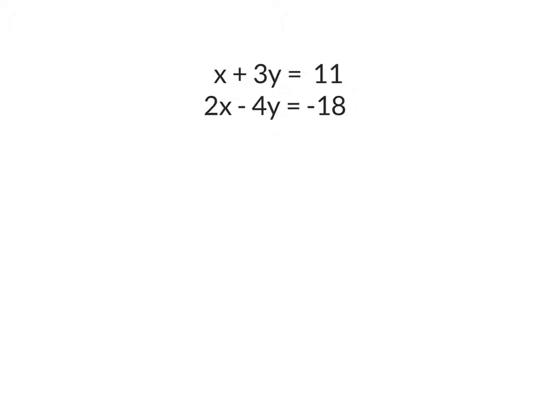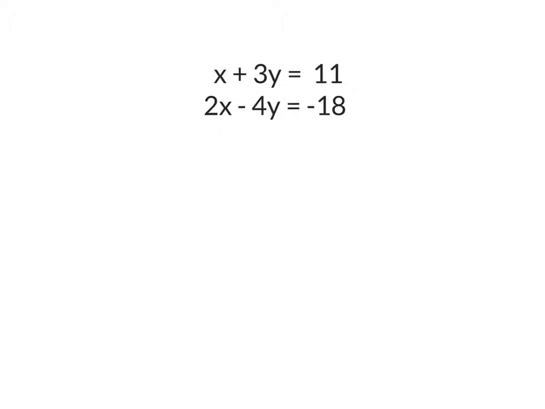Our goal is to be able to add the equations straight down and have one of the variables cancel out. For this example, I'm going to have the x's cancel out. In order for the x terms to cancel out, I need both of them to have the same value but opposite signs. Since the second equation already has a positive 2x, if I can make the top equation have a negative 2x, then if I add those two terms, they will cancel out to be 0.